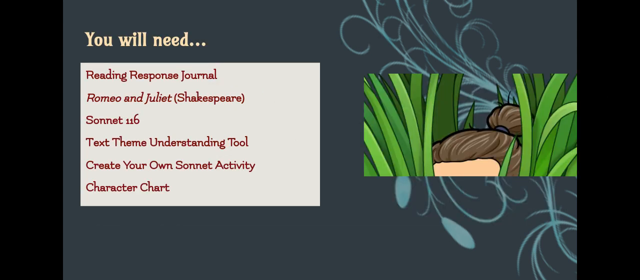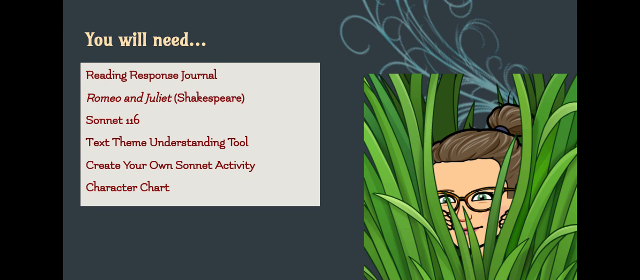For this lesson, you will need your reading response journal, posted in today's lesson, the text of Romeo and Juliet, found on a Google Doc in your lessons today and the previous lesson, Sonnet 116, posted in the lesson today, the text theme understanding tool posted in Section 1, Lesson 3, the Create Your Own Sonnet activity posted in today's lesson, and the character chart posted in Section 1, Lesson 3.